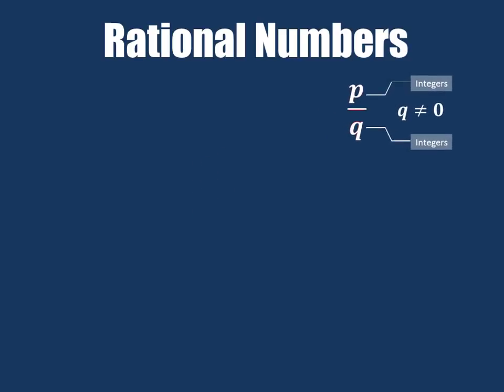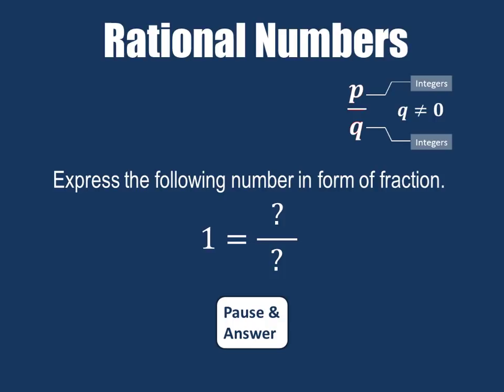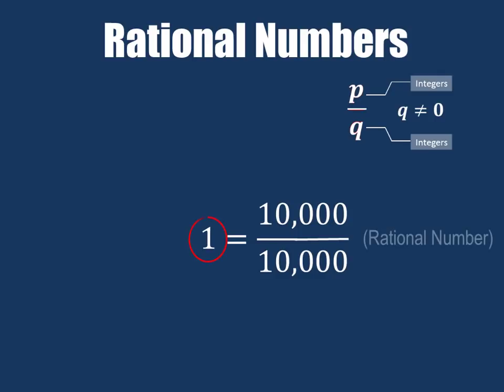Keep this understanding up here and try to express the following number in form of fraction. One can be represented as 1 over 1, or as negative 2 over negative 2, or as 10,000 over 10,000, or as any number over any number. In all of these cases, 1 is represented in form of fractions. That means 1 is a rational number.